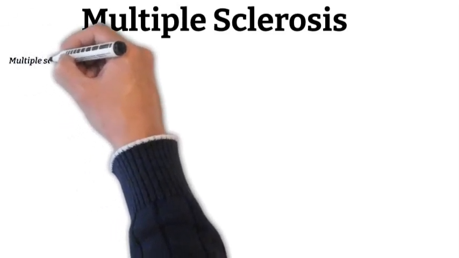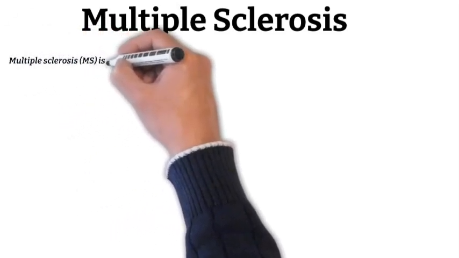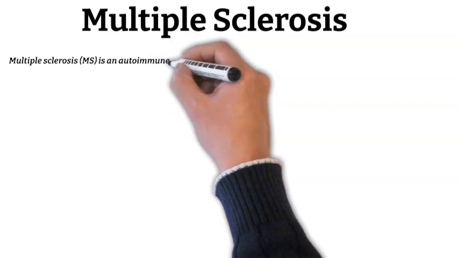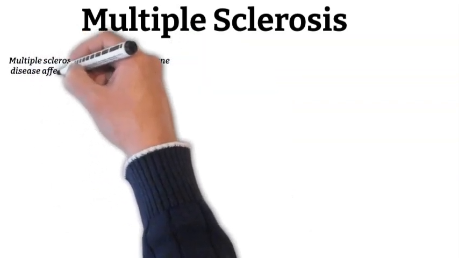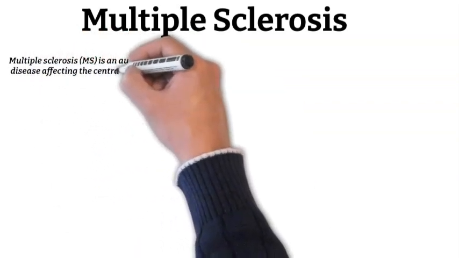Multiple sclerosis. Multiple sclerosis is one of the hottest topics all over the world. For those of you who are preparing for medical licensing, this would be a very hot topic that they will cover, regardless of where you live, in which country you are applying to become a doctor. So, multiple sclerosis is an autoimmune disease affecting the central nervous system.